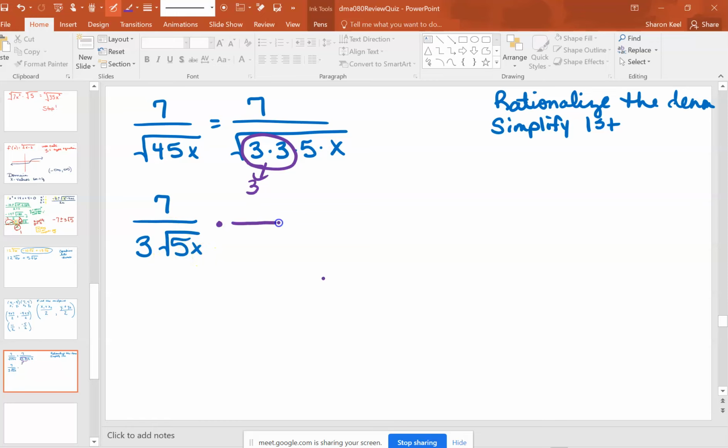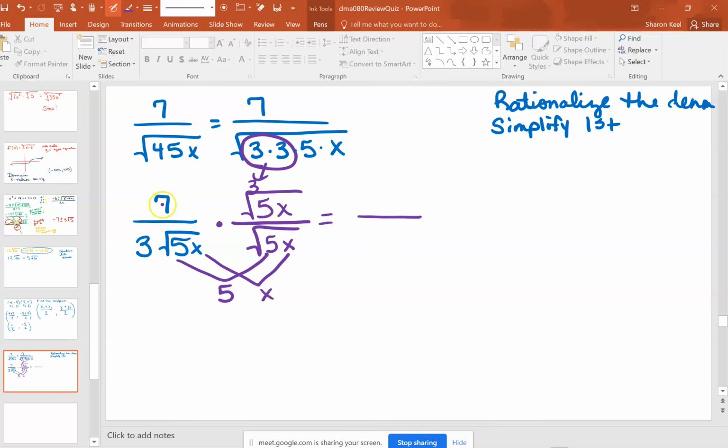So when we rationalize, we want to remove the radical. If there's 1 5, it's a square root, the index is a 2. That means I need another 5 and I need another x. When I have a pair of 5s, the 5 comes out. When I have a pair of x's, the x comes out. Whatever you put on the bottom, you put the same thing here on the top.